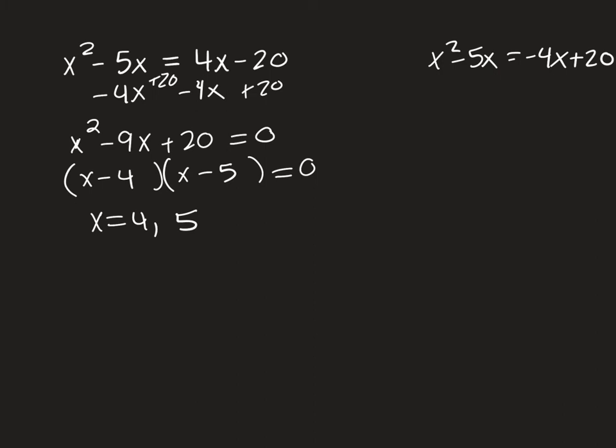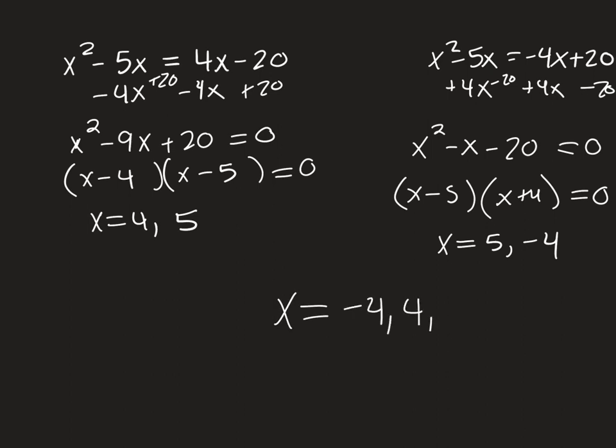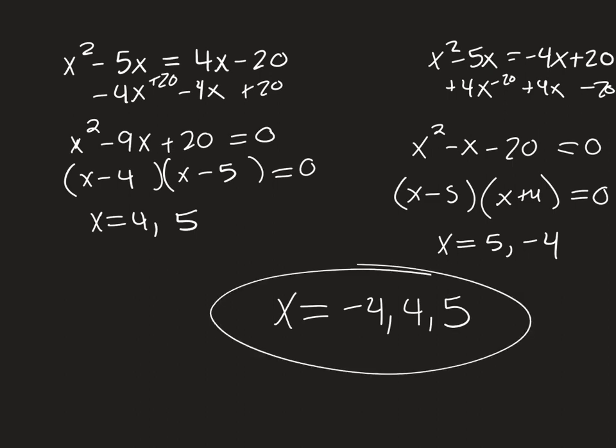Then for our second equation, we're going to do the same process. So we will add 4x. Subtract 20 this time. So we get x squared minus x minus 20. So then for this one, we get 5 and negative 4. So our three solutions, we have negative 4, positive 4, positive 5. Because you only have to include the 5 once.